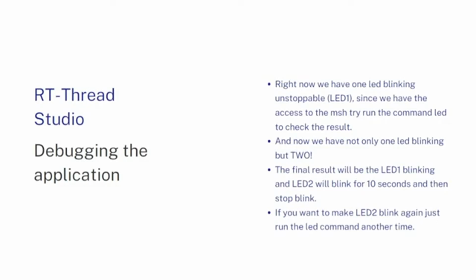After 10 seconds the LED tool should stop blinking, because this application is configured to blink the LED only for 10 seconds. If you want to make the LED tool blink again, you can type the same command and press enter another time. So the final result you should have right now is two LEDs blinking, but one is blinking without stopping, and the other will be blinking for 10 seconds and stop until you type the command again.